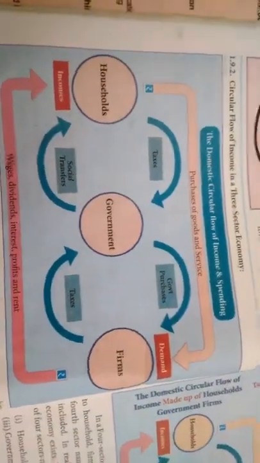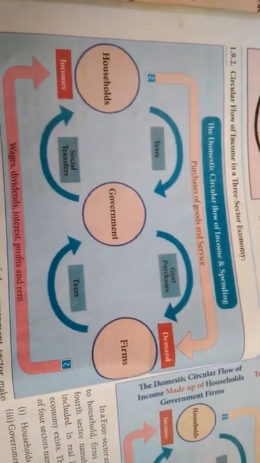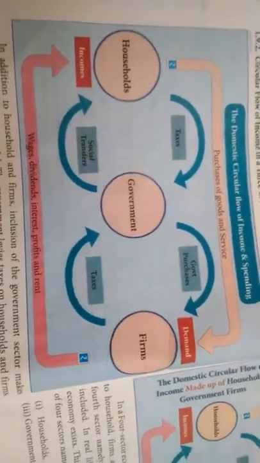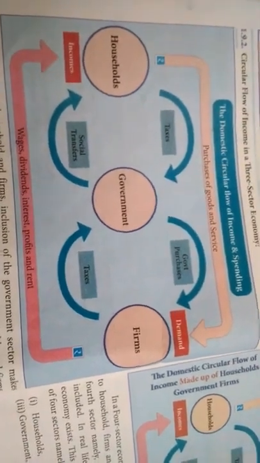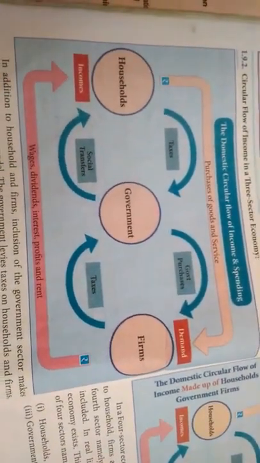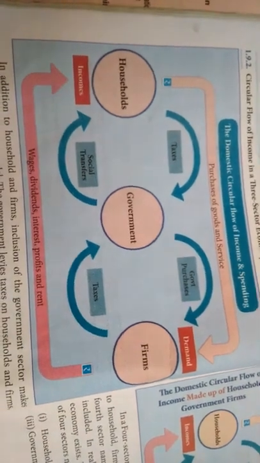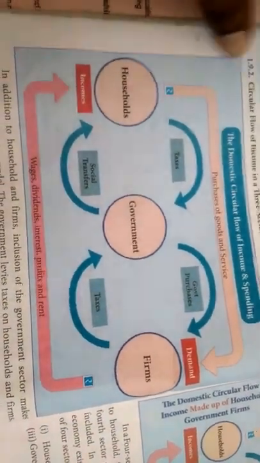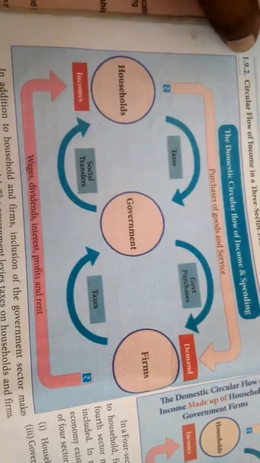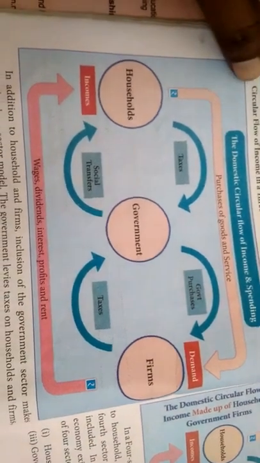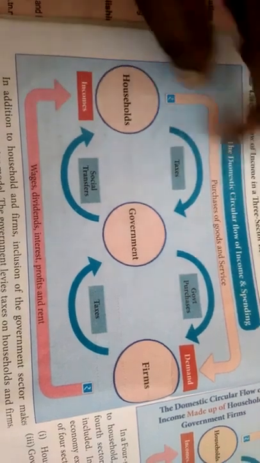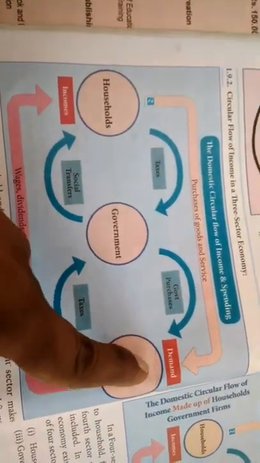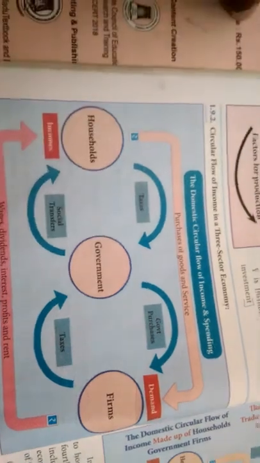Okay, students. Next, the circular flow of income in a three sector economy, or a three sector circular flow of income. This is also called the domestic circular flow of income and spending. We have already studied how the flow of income, the factors of production, and the goods and services move from one sector to another, from firms to household.